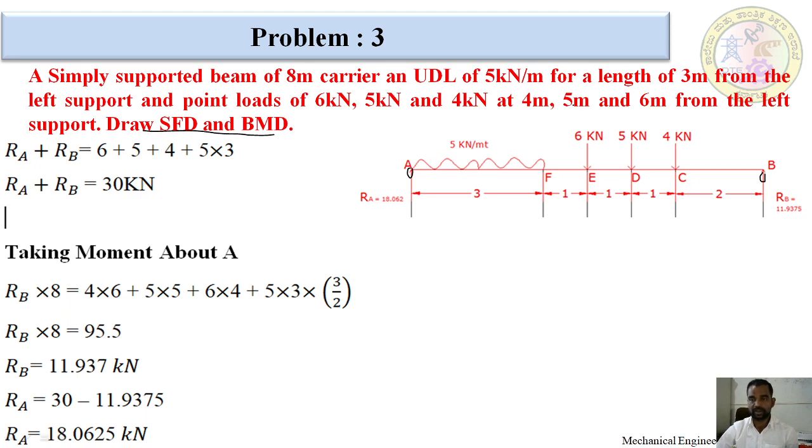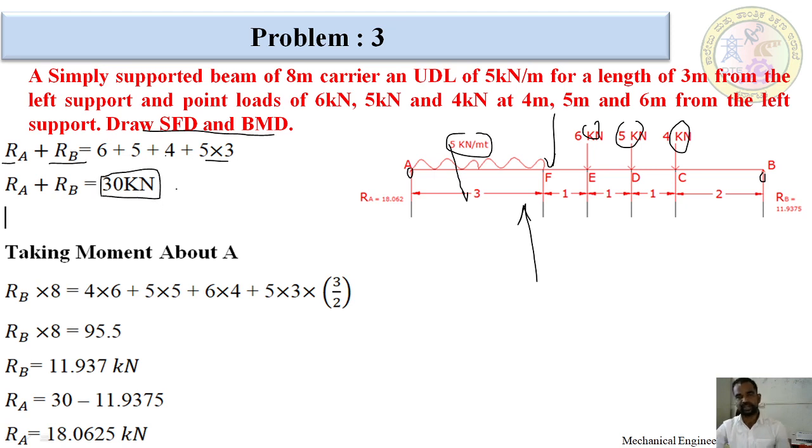What are the loads supplied from upside? What are the loads supplied from left side? Without considering distances, the upward forces are RA plus RB. Downward forces are 6 kilonewton, 5 kilonewton and 4 kilonewton. And the UDL we have to convert into a point load: 5 into 3 is equal to 15. 6 plus 5 is equal to 11. 15 plus 15 is equal to total 30 kilonewton, the value of RA plus RB. Let us take this as equation number 1.